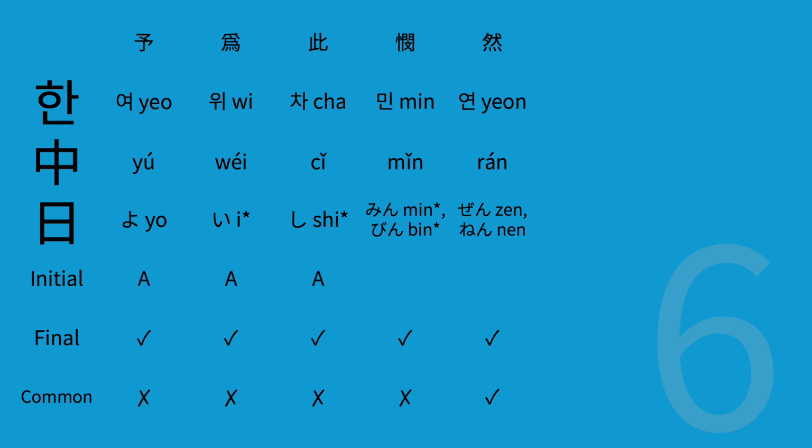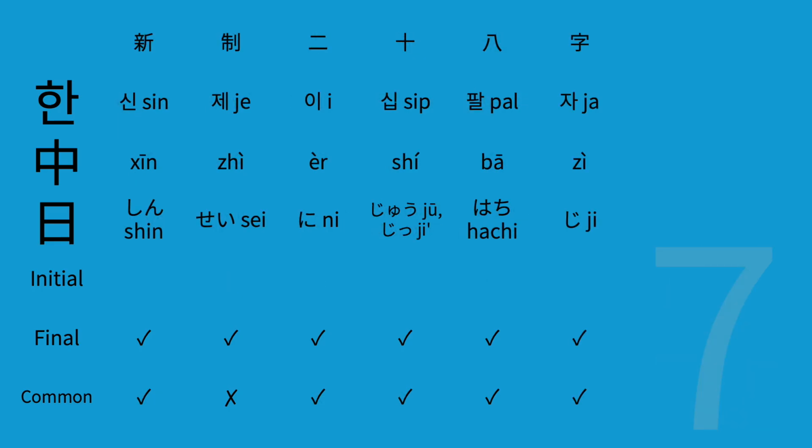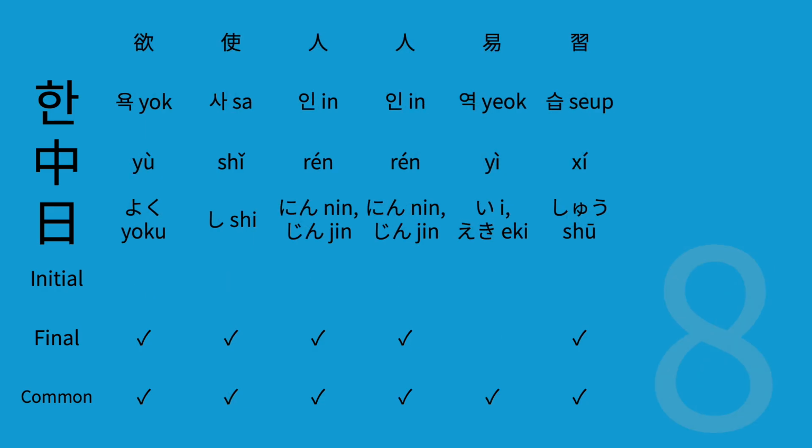3 out of 5 characters have their initial consonants coming from the same subgroup. One gets it from the same group, and another gets it from another group. All of the next 6 characters match our predictions for the final consonants. 5 out of 6 characters have their initial consonants coming from the same subgroup. One gets it from another group. 5 of the next 6 characters match our predictions for the final consonants.